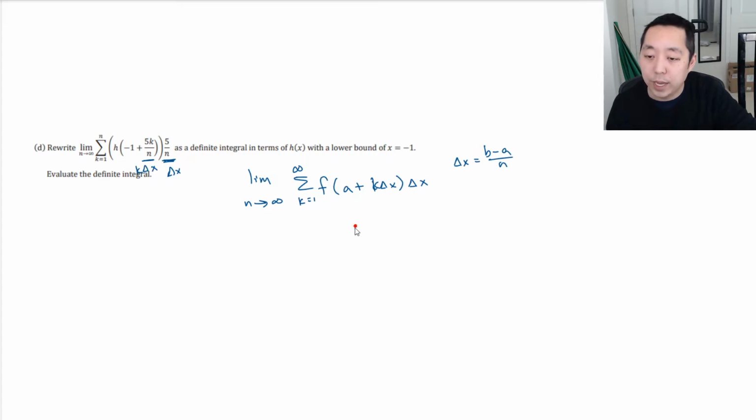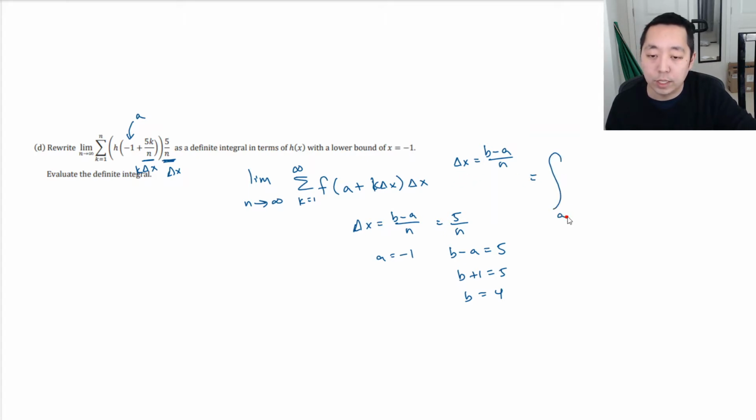So here you can match that delta x is equal to b minus a over n, which is 5 over n in this case. So b minus a is 5. And then this is my a. So a is equal to negative 1. My b minus a is 5, because that's the width of my interval. So if a is negative 1, then b plus 1 has to equal 5, so b has to equal 4.